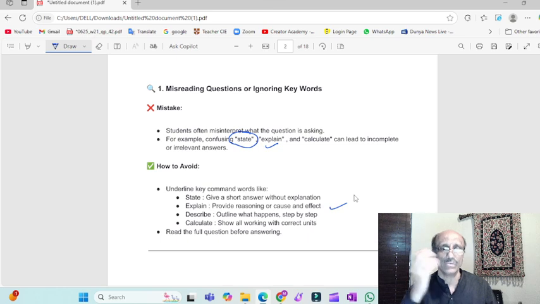Then describe. In a question with the keyword describe, outline what is happening step by step. For example, how the water will heat up: the water will expand, become less dense, then move in an upward direction. So that is required as step by step points, which you can write in bullet points as well. And then calculate, that is related to the working. You have to apply some mathematics, you have to apply some formula.